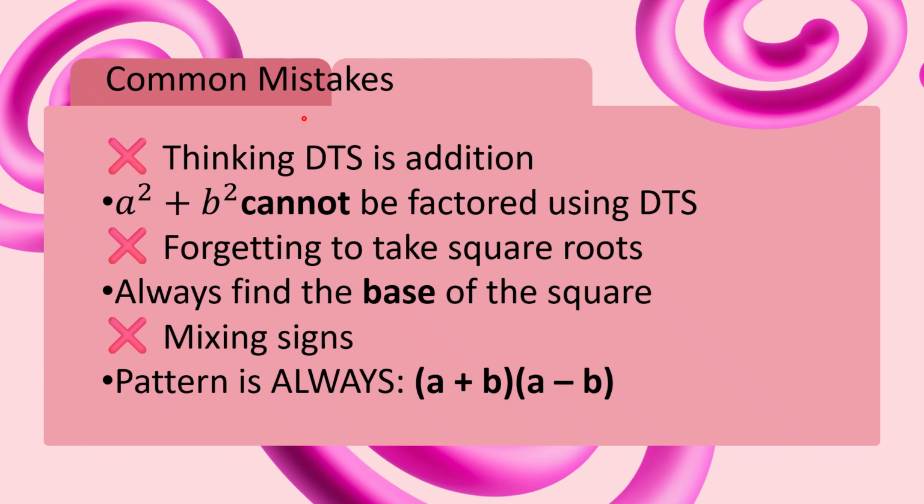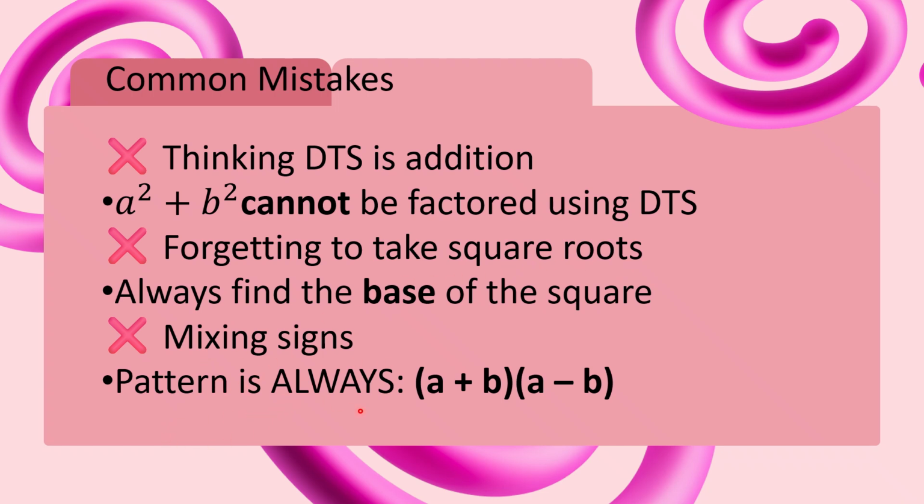Now, what are the common mistakes? First, thinking DTS is an addition. A squared plus b squared cannot be factored using DTS. Another, forgetting to take square roots. Always find the base of the square. And then mixing signs.